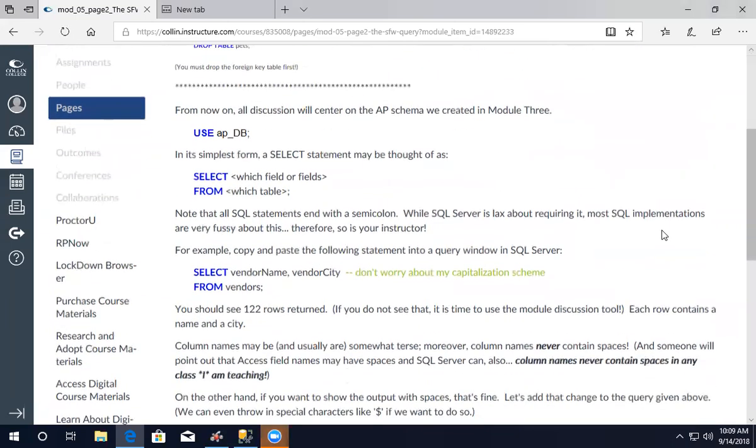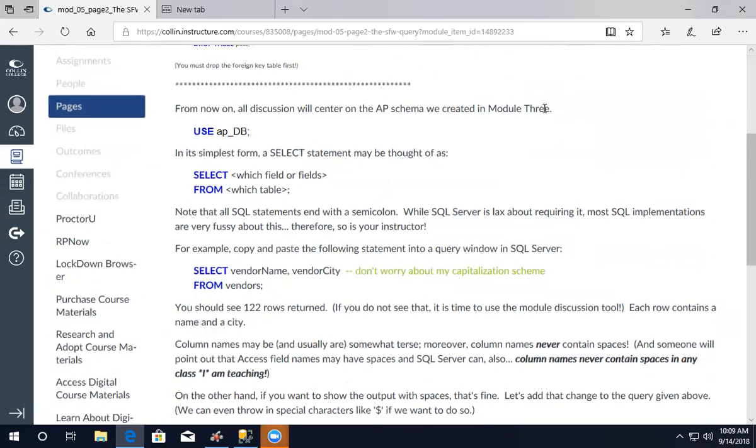Okay, from now on, our discussion will center on the AP database that we created back in Module 3. There was a file that we had called create_AP.SQL. Run that, and it creates the database. So we don't have to write a whole bunch of SQL. That's about 800 lines of SQL, by the way. So if you want to look at it, by the end of a couple more classes, you should be able to read that file and make some sense out of it.